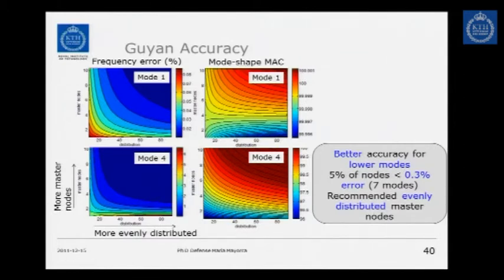And then I just show that similar happens with the Mach number, which is vice versa. So the red is good in this case. And then also, the sensitivity of the accuracy is such that the lower modes are more accurate than higher modes.